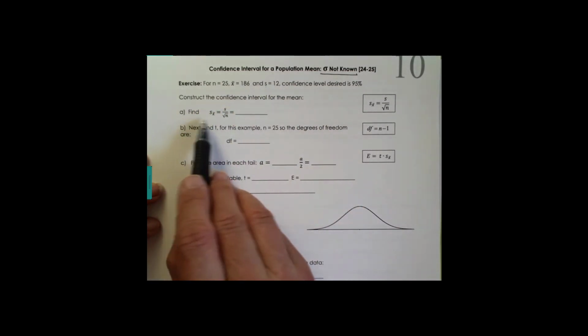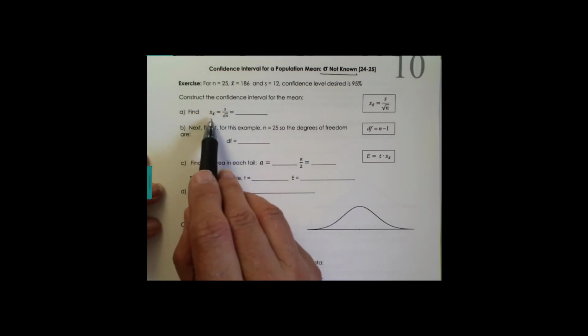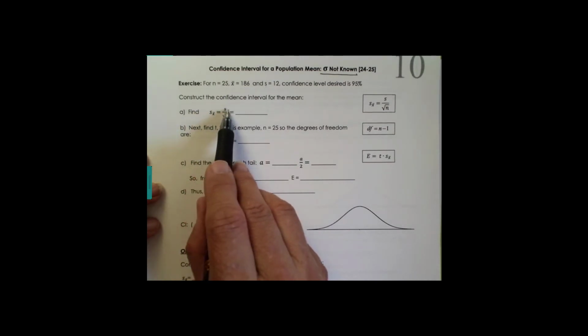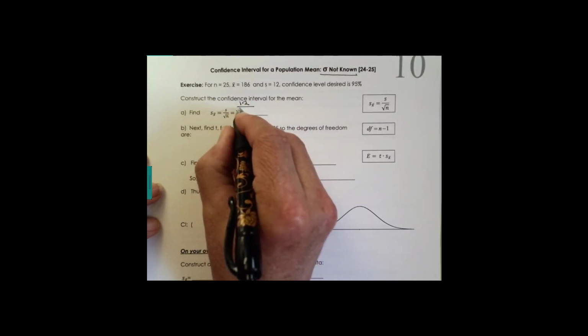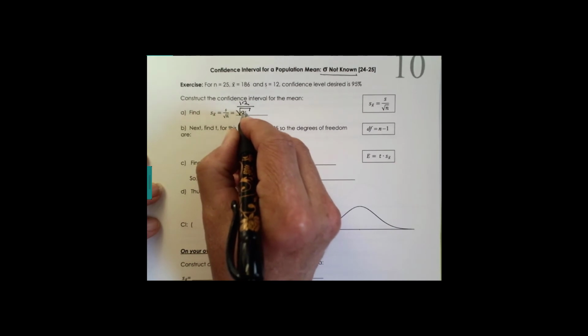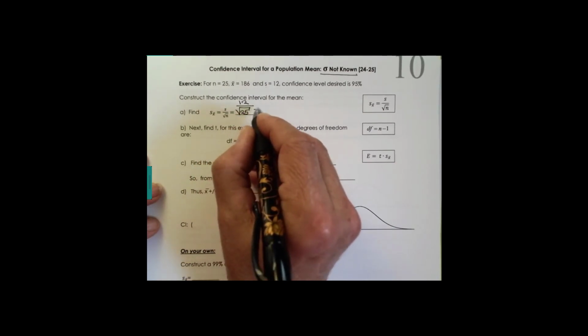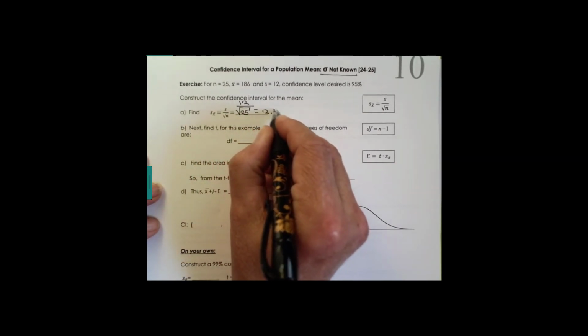So I want to do a confidence interval, and the first thing I'm going to do is come down here, and I still need to divide my standard deviation by the square root of the sample size, even if it's a sample standard deviation. So I'll come down and do that first, and I end up with 2.4. That calculation out of the way.